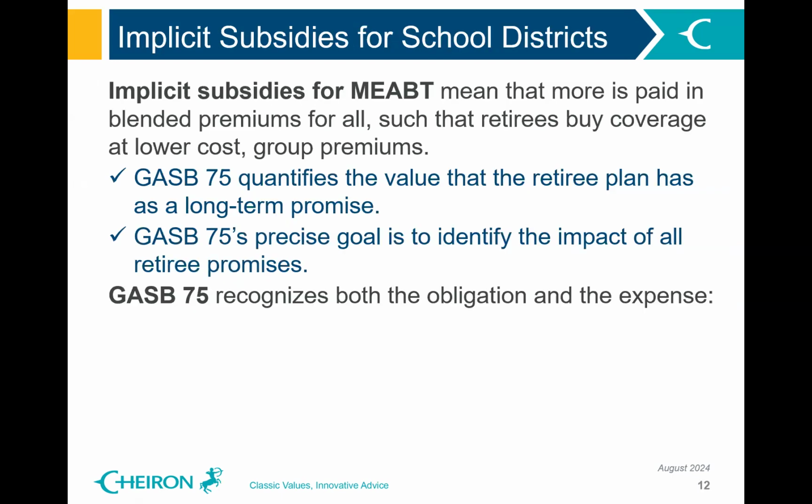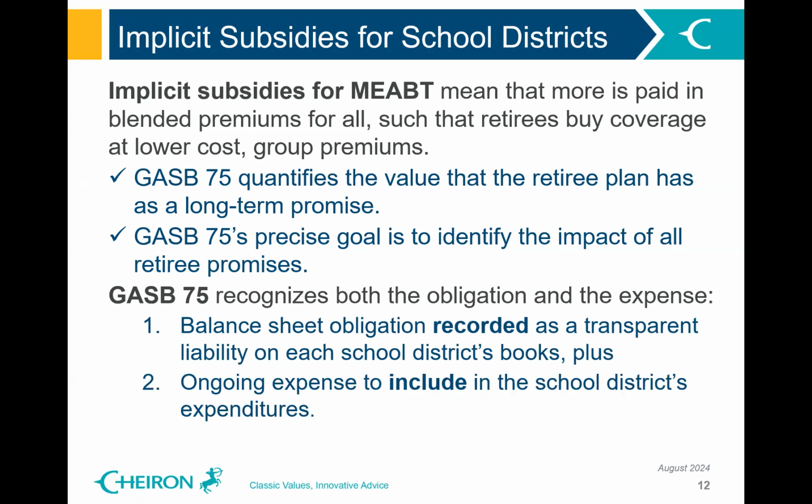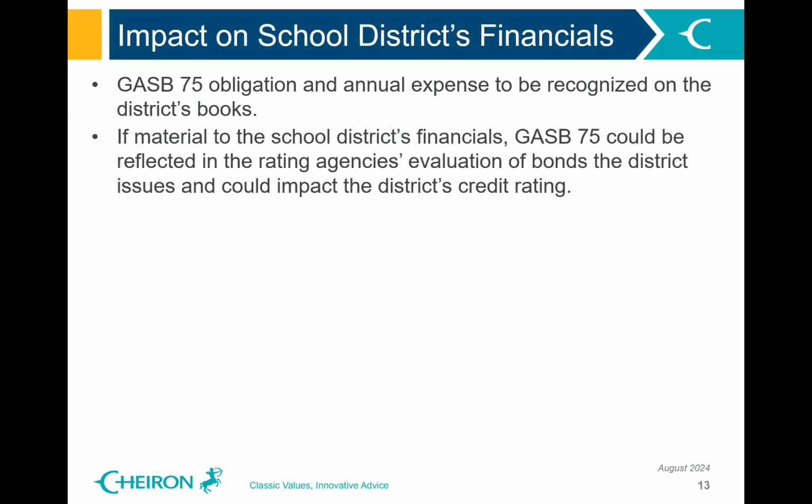So these implicit subsidies recognize the fact that there's more value than the blended premiums because retirees get a very good value, a lower cost premium. And GASB 75 quantifies that value in an effort to be transparent and identify all the retiree promises. GASB has two pieces. Number one, it recognizes the obligation, which is on the balance sheet, and that's recorded on each school district's books. Plus, number two, it recognizes the ongoing expense that would be included in the school district's expenditures. So both these items are going to be recognized on the books.